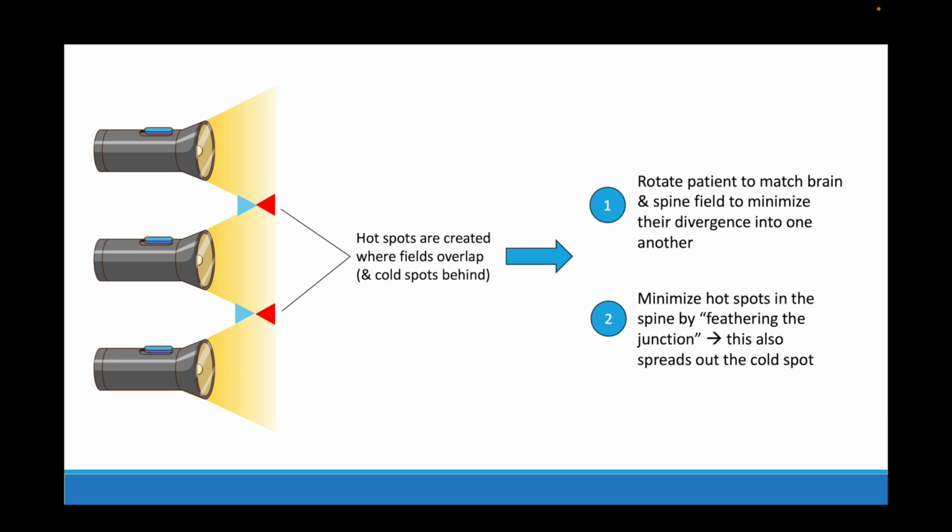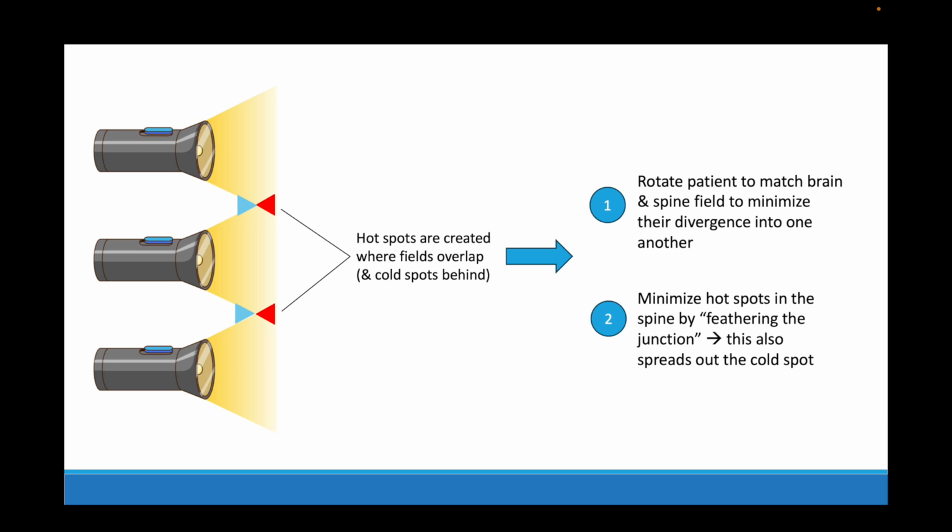So what we can do is minimize the area of those hot spots by what we call feathering the junction. That means every few treatments, we move the match line of these beams by about 5 to 10 millimeters so that we spread out the hot and the cold spots. It helps to create a more homogeneous field, right?